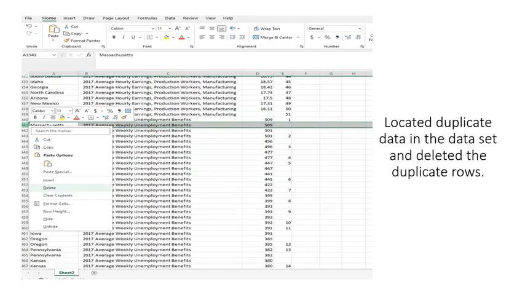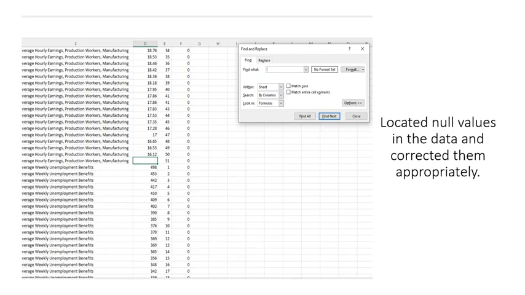Next, we found a portion of the data set was corrupted with duplicate data, and so we went through that portion and removed the duplicate rows. Next, we searched through the data set for null values and did find 10 fields that contained null values. However, they were primarily irrelevant to the data set, so we corrected them appropriately.